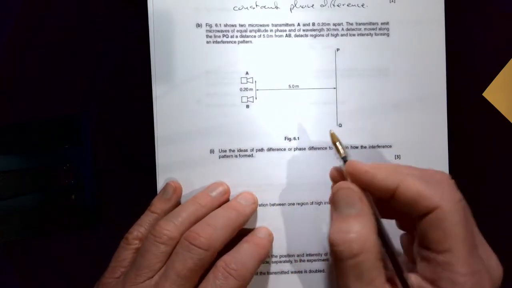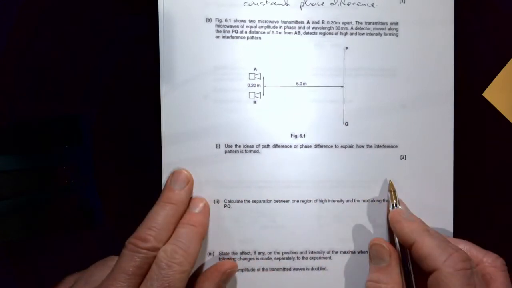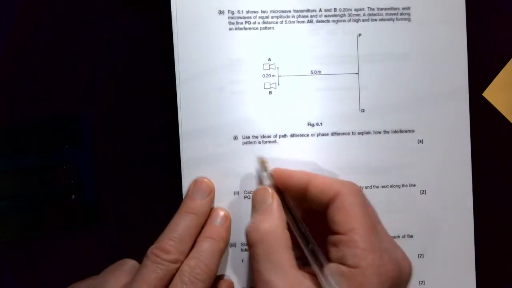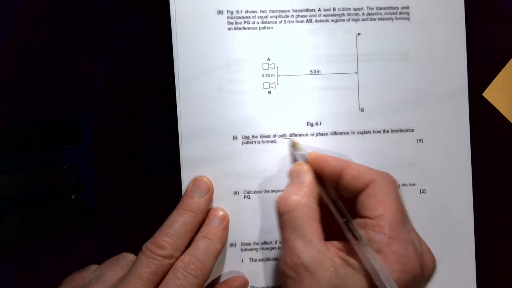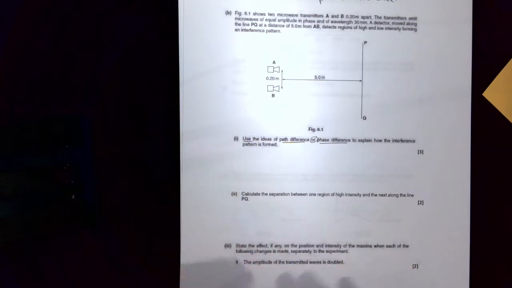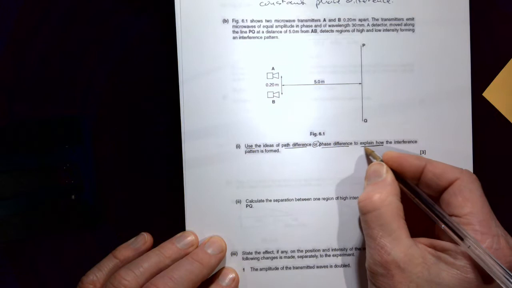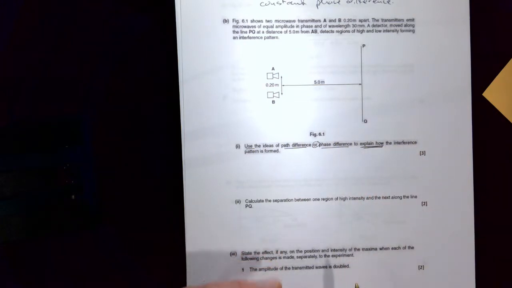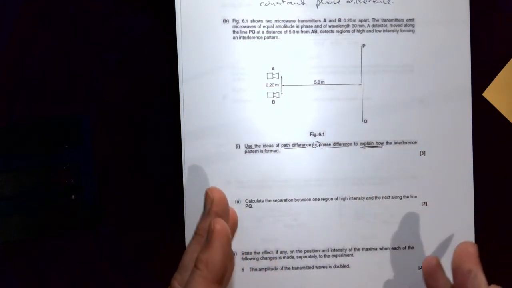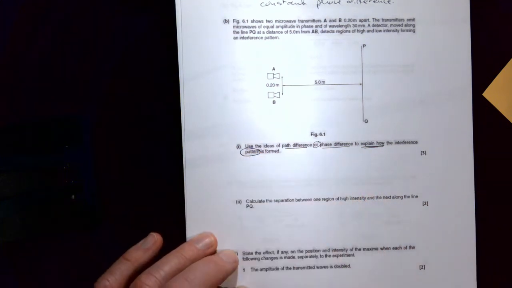So, crucial bit. A lot of people badly wrong on this. You don't need a lot of words. Okay, it's about saying what's going on. So you need to mention path difference or phase difference. Okay, without doing that, you won't get the marks. So that's crucial. And to explain how. So quite a lot of people said you will see this, or you get this constructive destructive interference. Yeah, but that doesn't explain how the pattern is formed.